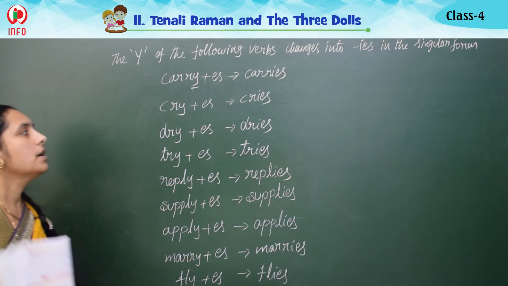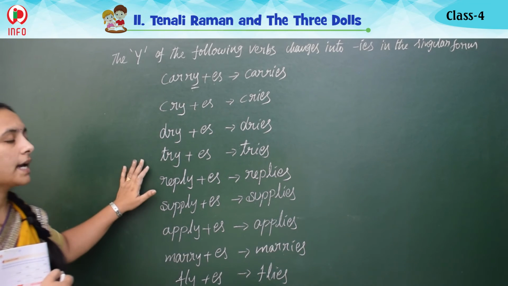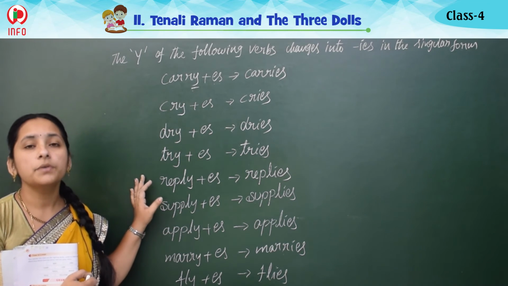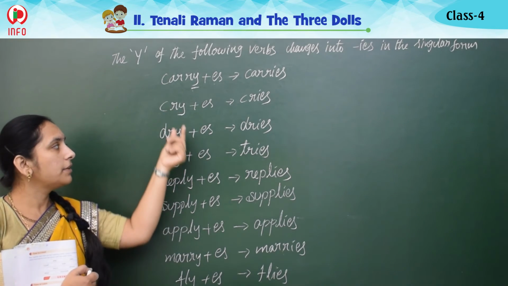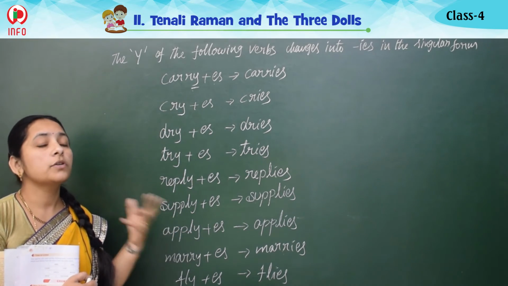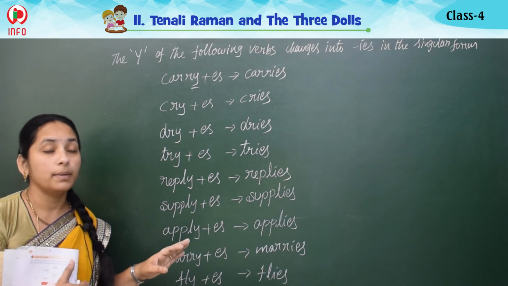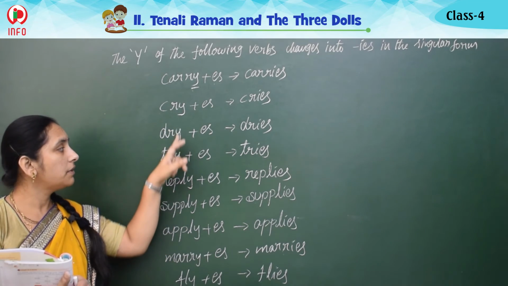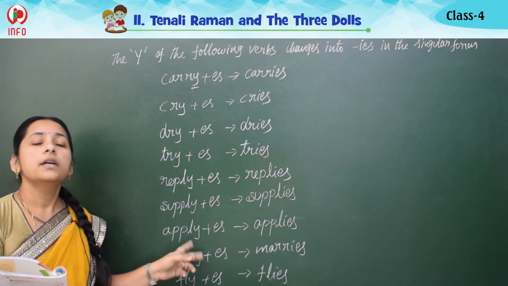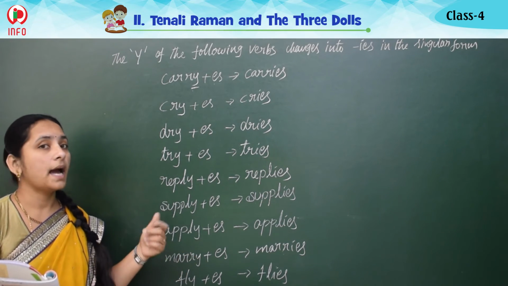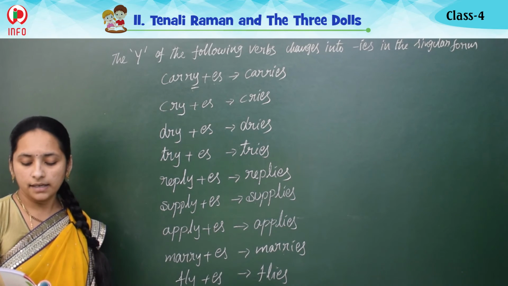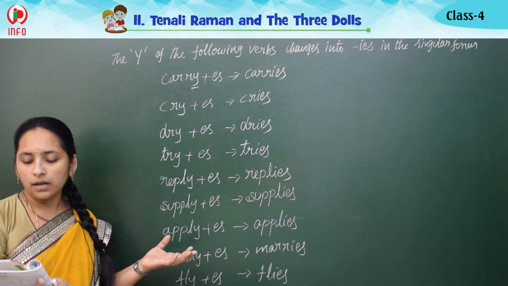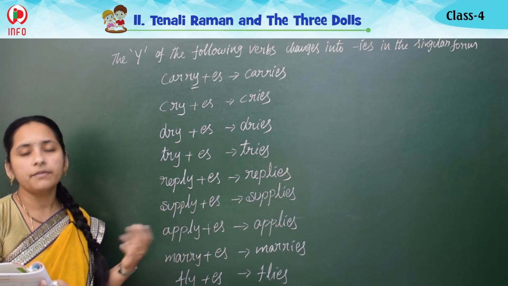Understood, children? So like this we get the singular form of the verbs by adding S and by adding ES. Most of the verbs, but not all, that end with Y get the singular form by adding ES. Then the Y is omitted and we get I in that. But why not all? Some of the verbs we write directly.